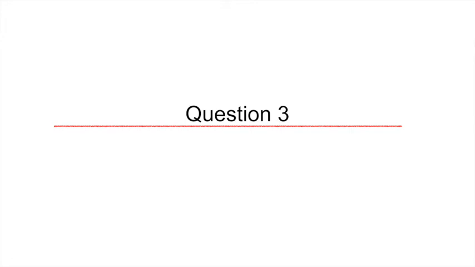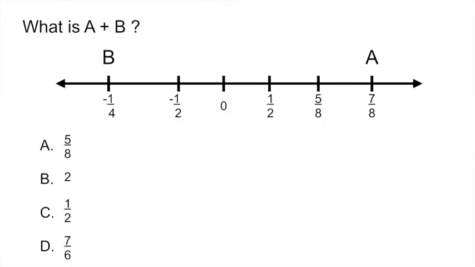Question 3 is a number line question. So here they're giving you a number line with a series of fractions, and they're asking you what is the sum of A plus B. And they tell you that A is 7/8 and B is negative 1/4. So they're asking you to add these two fractions.